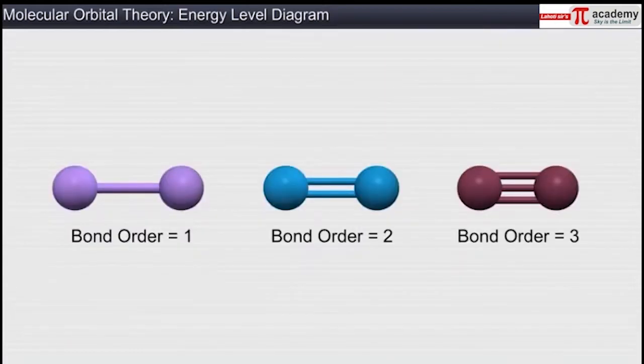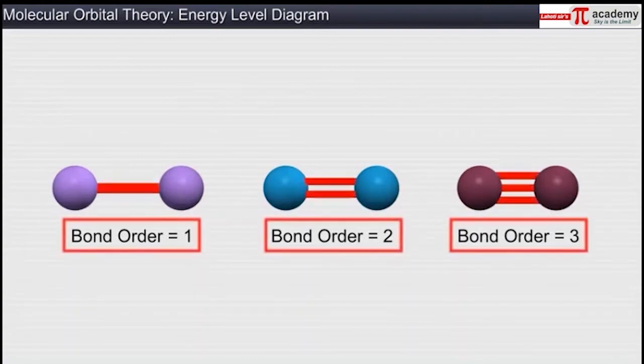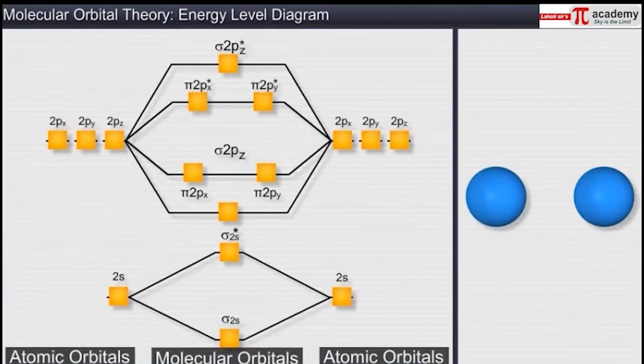As we know, the number of bonds between a pair of atoms is called the bond order. In terms of molecular orbitals, to calculate the bond order, we assume that 2 electrons in a bonding molecular orbital form one bond, and that 2 electrons in antibonding molecular orbitals cancel the effect of one bond.